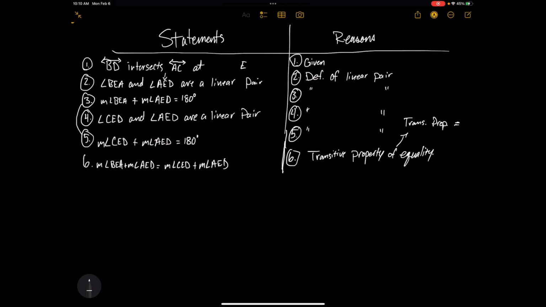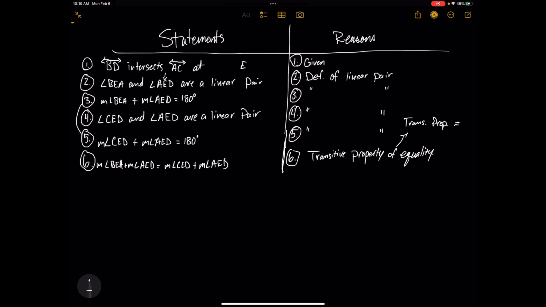Now, what do I have on both sides of that equal sign right now? The measure of an angle. Which angle? AED. I have the measure of angle AED on the left, and I have the measure of angle AED on the right. Ooh, you said the same thing. I know. No, I meant to.